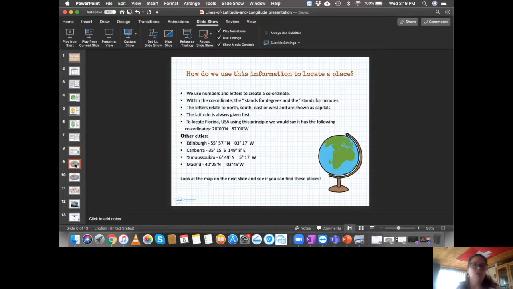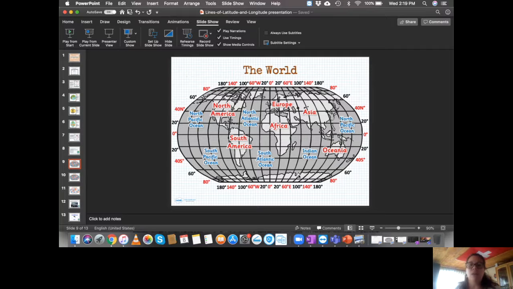If I was to use a map to do that, I would look at a map and we would always start with the northern one. So we've got 55 degrees north. And if I look here, here is my degrees. This is my north section and this is my south section. So I need 55 degrees and 57 minutes north.